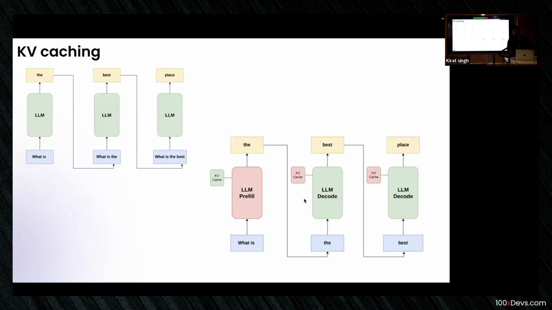Now the KV cache has what is the, best goes here, best goes in input. What is the is already available. Best ke liye we compute again. What is the best place, right? This is how now computation happens. Clear hai ye?